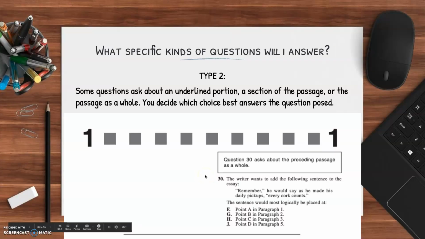The second type of question doesn't necessarily give us alternatives to an underlined portion. This question is going to ask about an underlined portion, a section of the passage, or the passage as a whole, and you have to decide which choice is best given the question that has been posed. So if you look here, we'll see question 30 actually asks about the whole passage, and we have a variety of answer choices here.